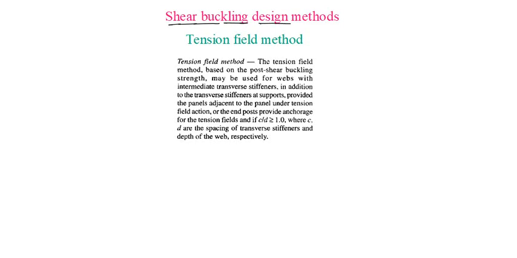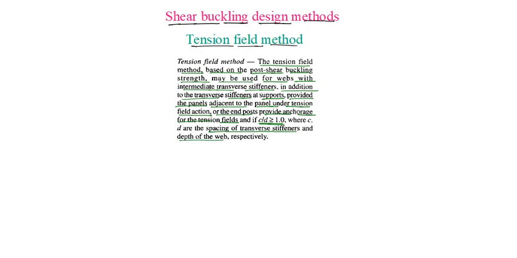Shear buckling design methods, in which the second method is the tension field method. The tension field method, based on the post shear buckling strength, may be used for webs with intermediate transverse stiffeners in addition to the transverse stiffeners at the supports, provided the panels adjacent to the panel under tension field action or the end posts provide anchorage for the tension fields, and if c by d is greater than or equal to 1, where c is the spacing of transverse stiffeners and d is the depth of the web.